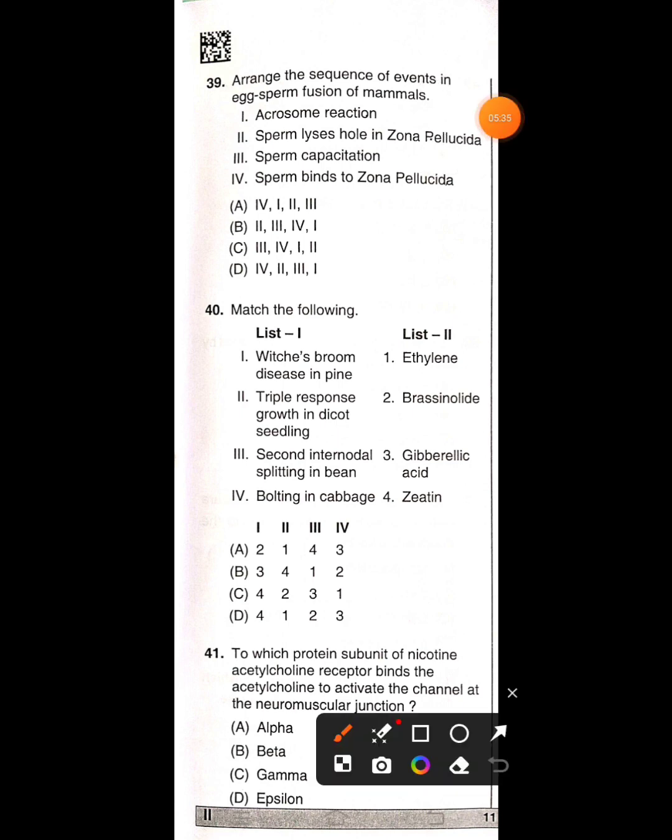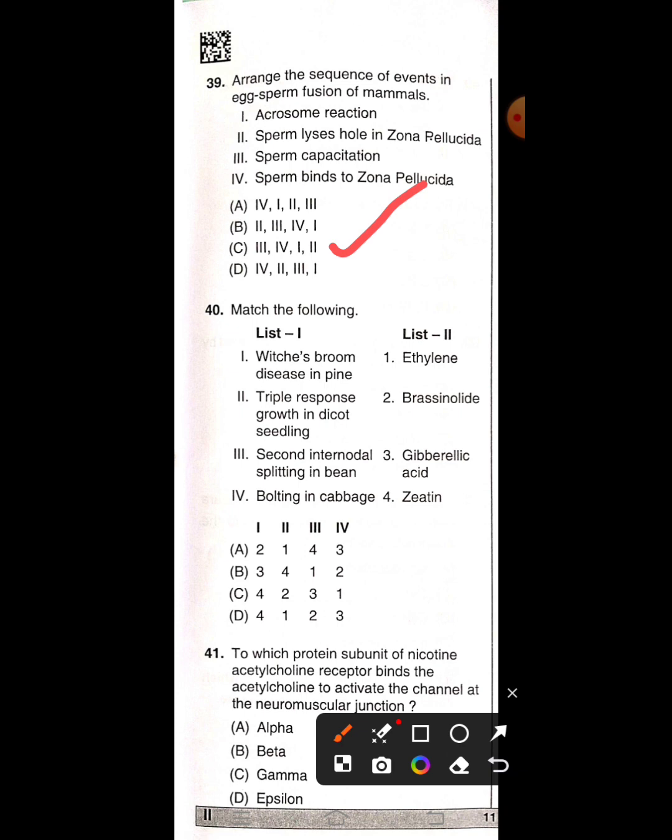For this the correct answer is C. That means sperm capacitation and then sperm binds to zona pellucida and then acrosome reaction occurs and then sperm lysis hole in zona pellucida occurs. So let's see the next question.